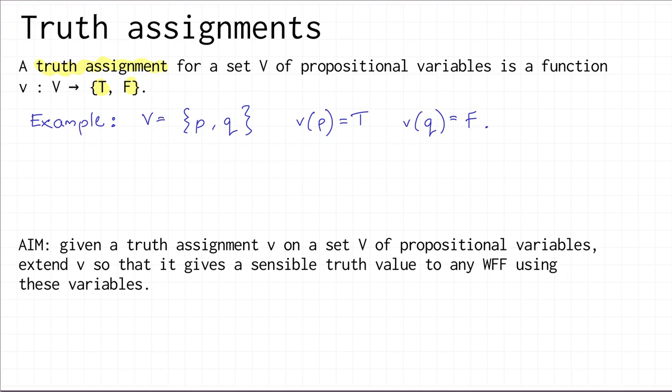So what we're aiming to do then is that given a truth assignment V on a set of propositional variables, what we'd like to do is to use that truth assignment actually to give a sensible truth value to any well-formed formula that uses those variables. And we have to define how we're going to do that. So let me say what I mean by the word sensible here. I mean, obviously you could just decide that all of the well-formed formulas are going to be false, and that's not a particularly helpful or useful thing to do. So we'd like to do this in a meaningful way. So what I mean by that is that when we have the connective and, the meaning that we give to the connective and should correspond to the ordinary English language meaning of the word and.